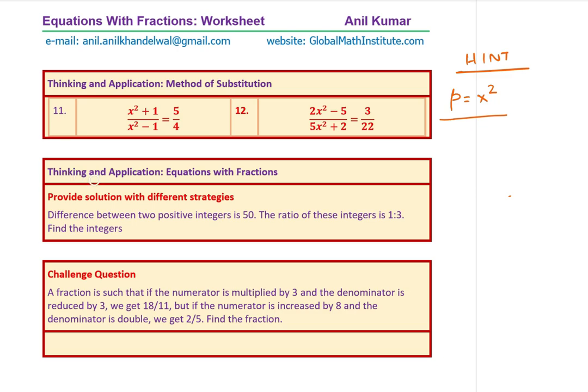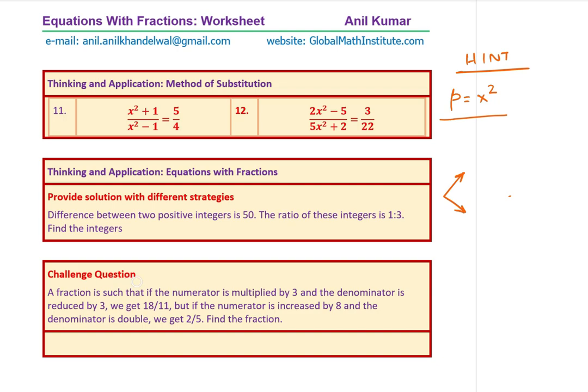Next, thinking an application question with fractions. Provide a solution with different strategies. The question for you is, the difference between two positive integers is 50. The ratio of these integers is 1 to 3. Find the integers. In the next video, I will give you two different methods of solving such questions.